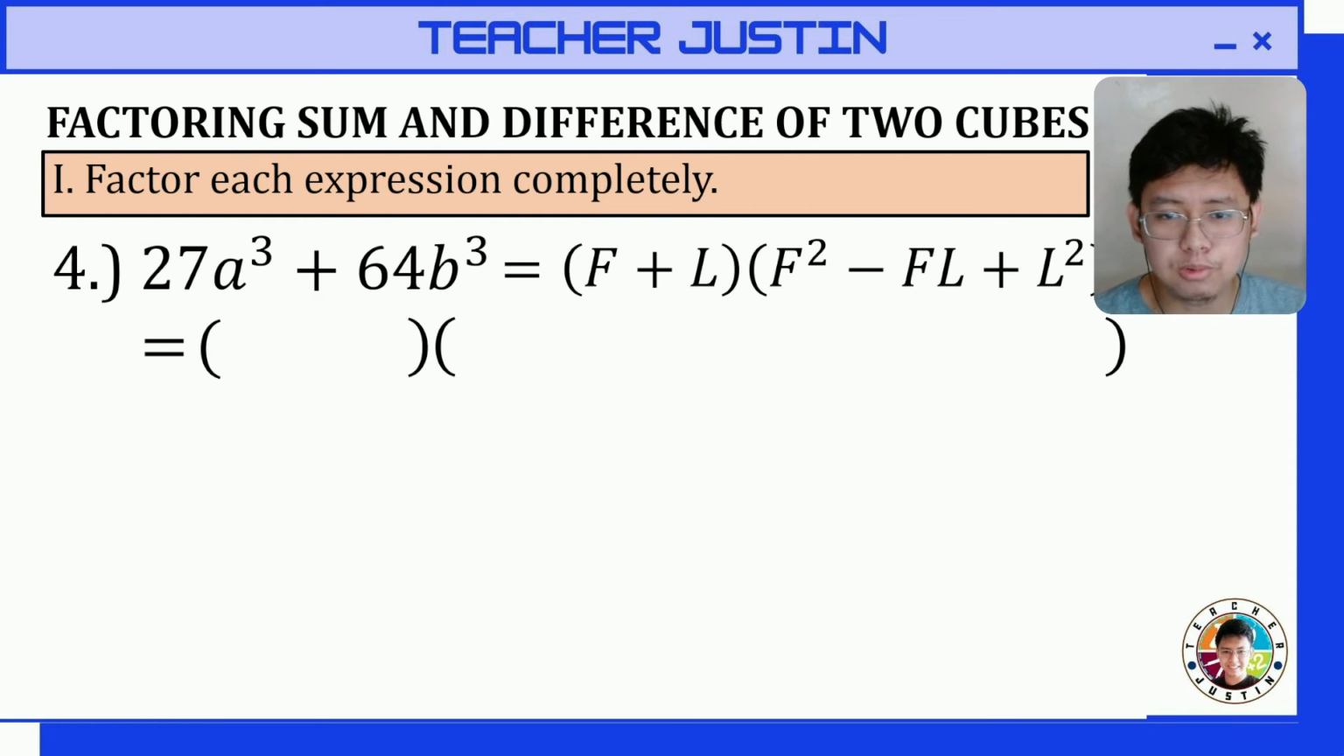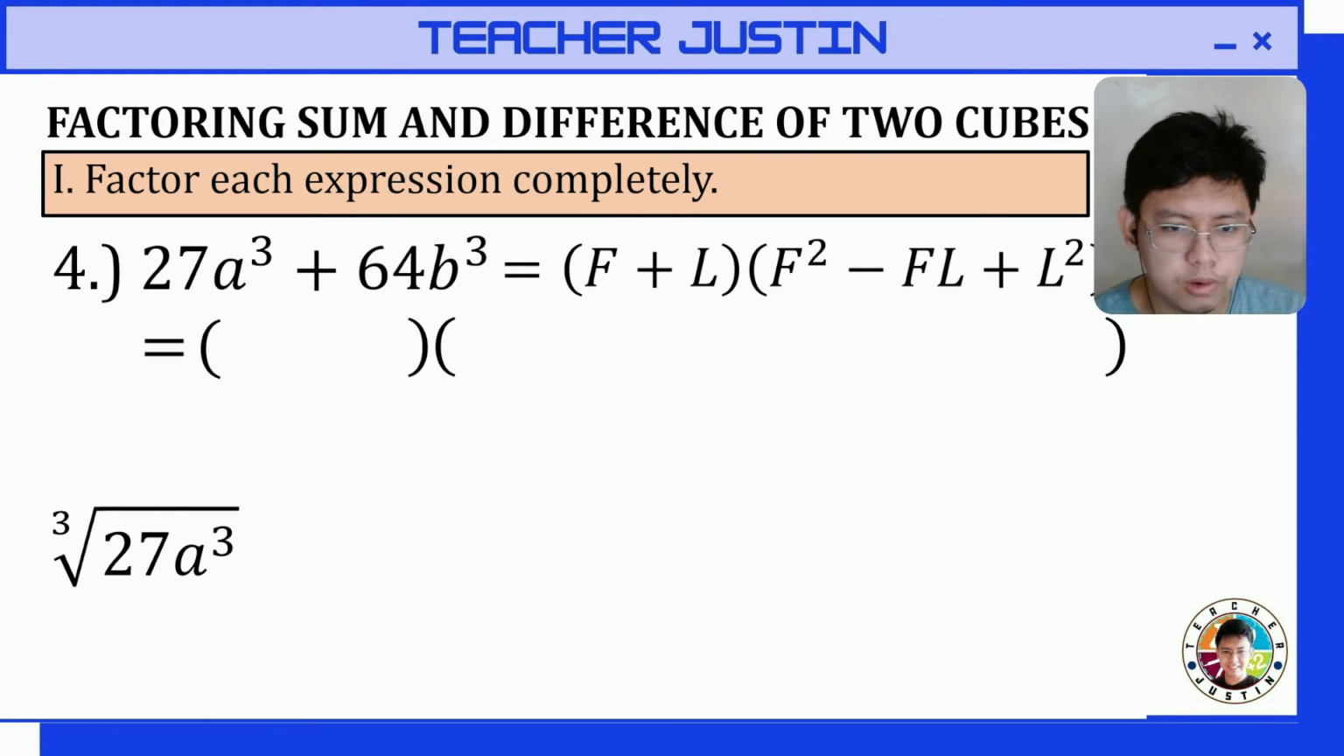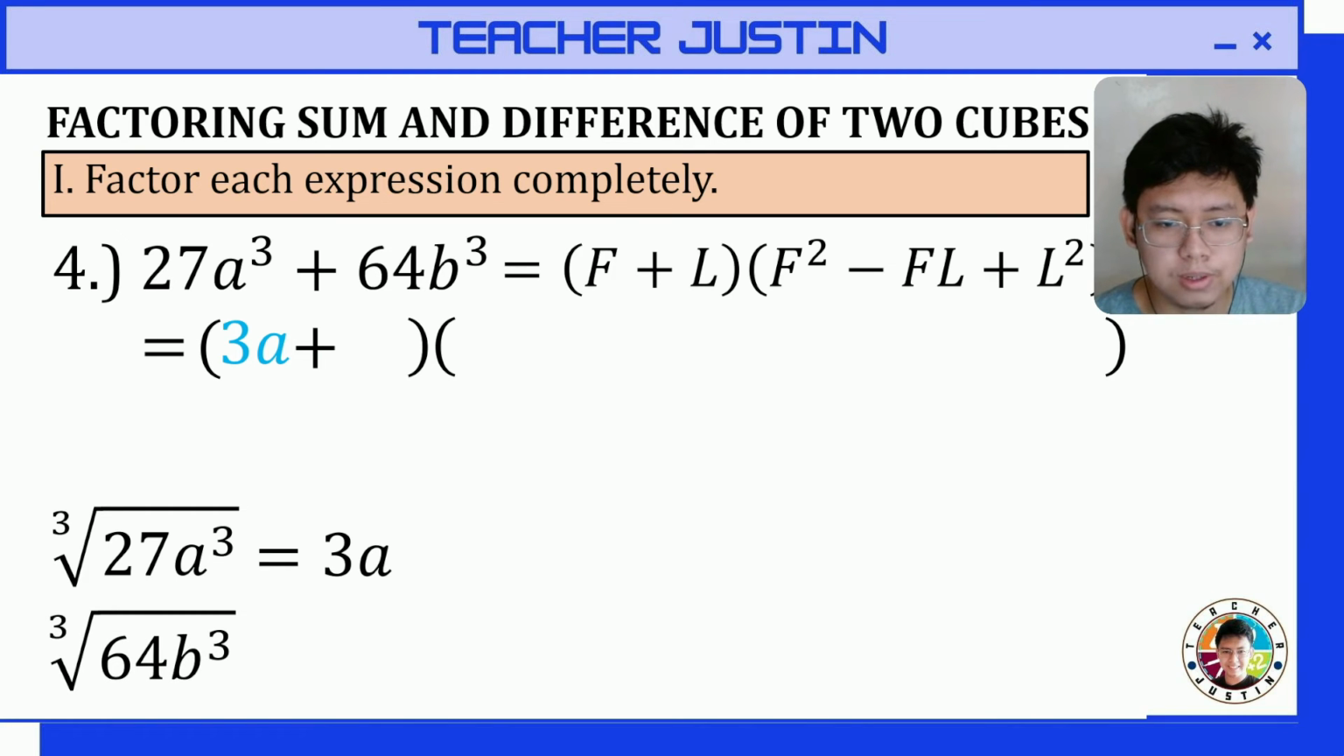So, let's prepare our 2 groups. Then, let's solve for the value of f and l. Yung f natin is the cube root of the first term. So, cube root of 27a raised to 3. So, that will give us 3a. Okay. So, yan yung magiging first term natin. So, yan yung value ng f natin. Kopyahin lang natin yung pattern. So, plus l. L is the cube root of the last term. So, kunin natin yung cube root ni 64b raised to 3. So, that is equal to 4b. So, lagay natin dito 4b. Yan yung ating first group.